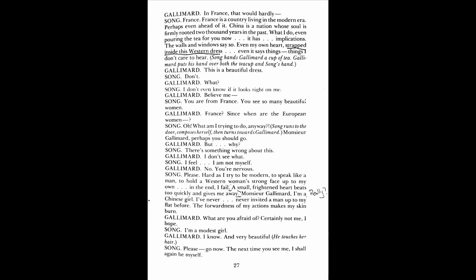So we see here Song explicitly mention a lot of the stereotypes we've been talking about. She mentions the West, and she mentions she's been trying to speak like a man. She's been trying to be Western, is essentially what she's saying, really acknowledging the stereotypes that we were talking about. And then this sentence always sticks out to me as strange. It always rings a little false in my ear: "A small, frightened heart beats too quickly and gives me away."